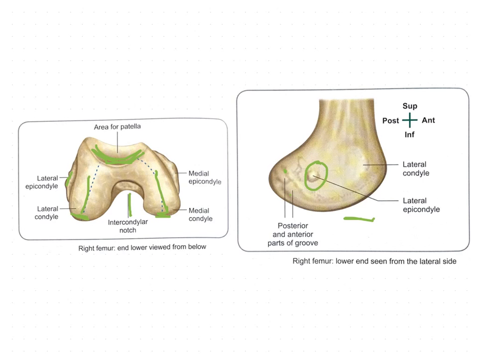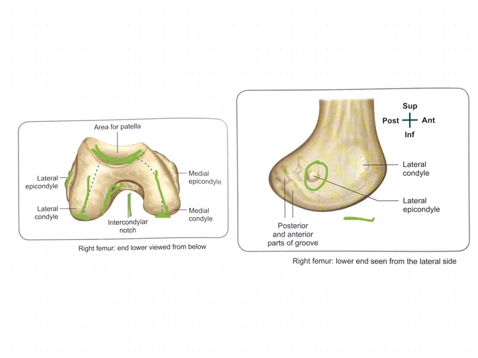Its medial surface forms the lateral wall of the intercondylar fossa. So this lateral condyle's medial side forms the lateral wall of the intercondylar fossa. Now this is all about the lateral condyle.